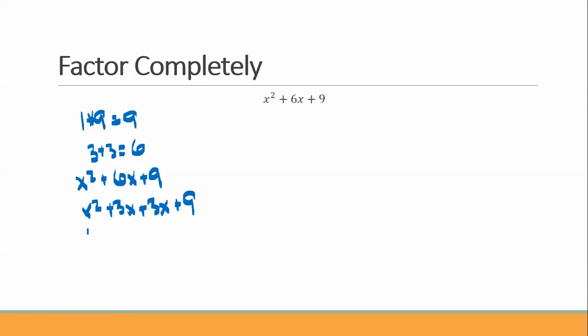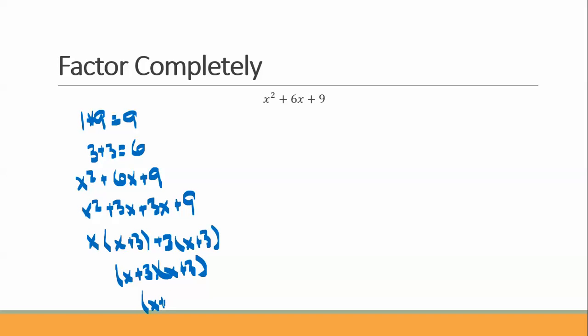Factor by grouping. We have an x that we can factor out of the first two, and then we have x plus 3, plus we can factor 3 out of the second two, and again we have x plus 3. Combining like terms, we have x plus 3 times x plus 3, so that's x plus 3 squared. And I should have equal signs here because they are indeed all equal.